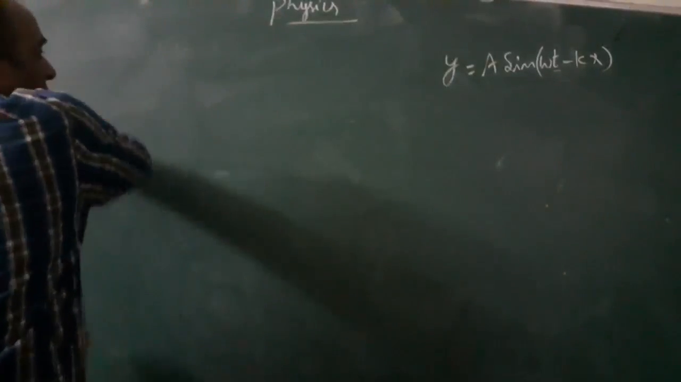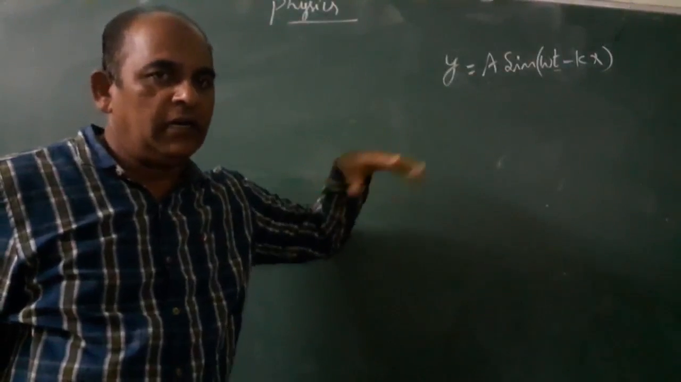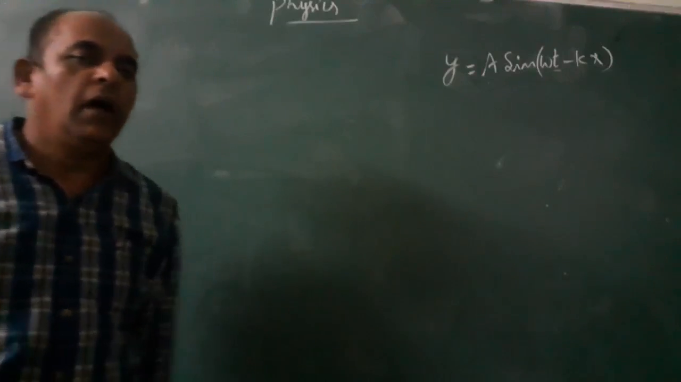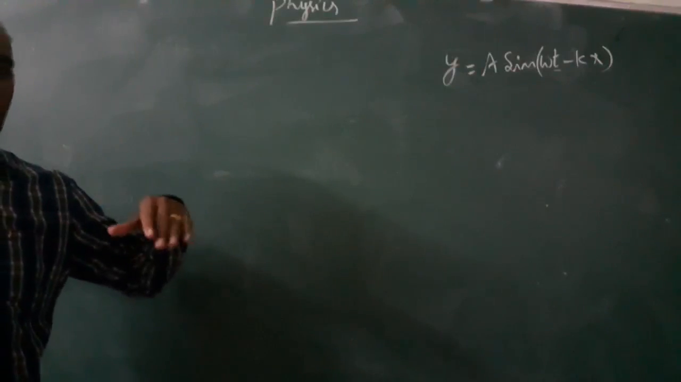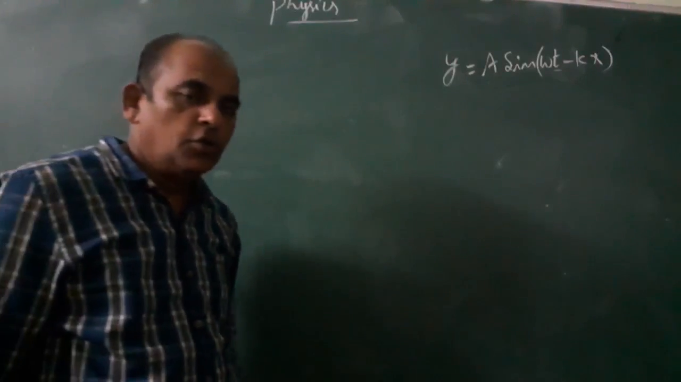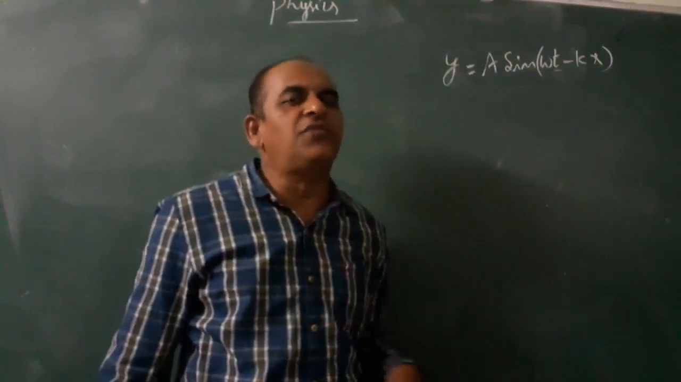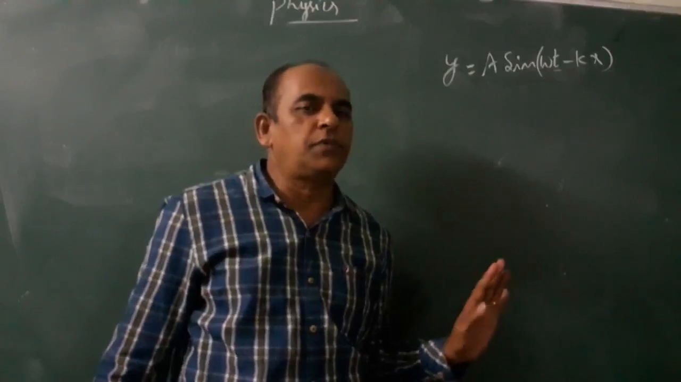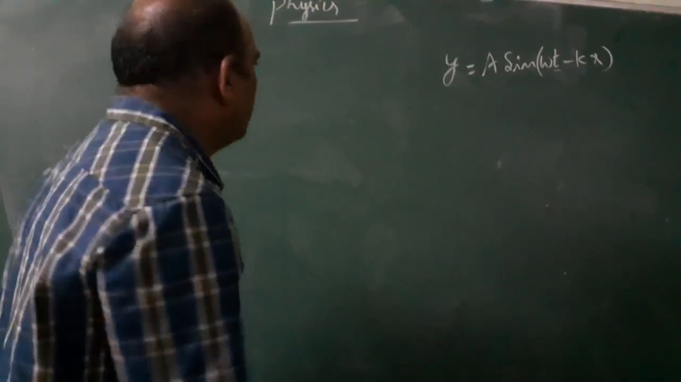A progressive wave can transfer energy and momentum of the particles. A progressive wave can carry energy and momentum also. So when the wave is traveling, momentum and energy are transferred. Progressive waves are of two types: transverse progressive waves and longitudinal progressive waves.